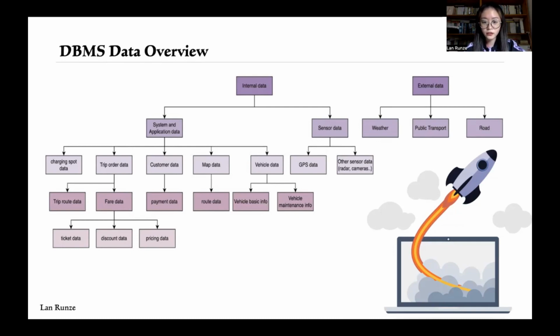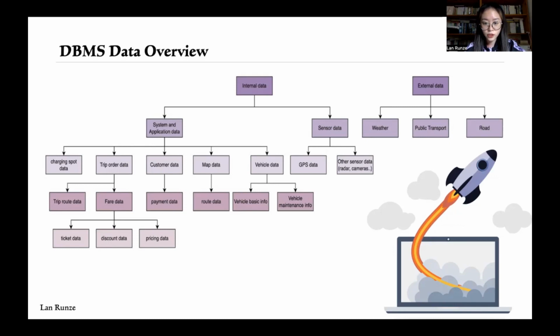The internal data can be further divided into two categories: system and application data, and sensor data. The system and application data will consist of vehicle data, map data, customer data, trip order data, and charging spot data. Vehicle data includes basic information about each AEV, such as make, model, and registration number. It also includes information on the vehicle maintenance, such as last service date and any issues that need to be addressed. Map data refers to the digital representation of geographical information that is used by the GTA transit system to plan the routes for AEVs. This data can include information on the roads, intersections, landmarks, and other geographical features of the city.